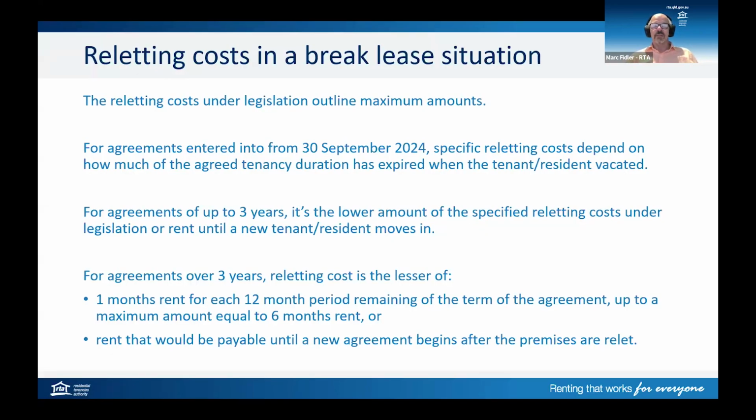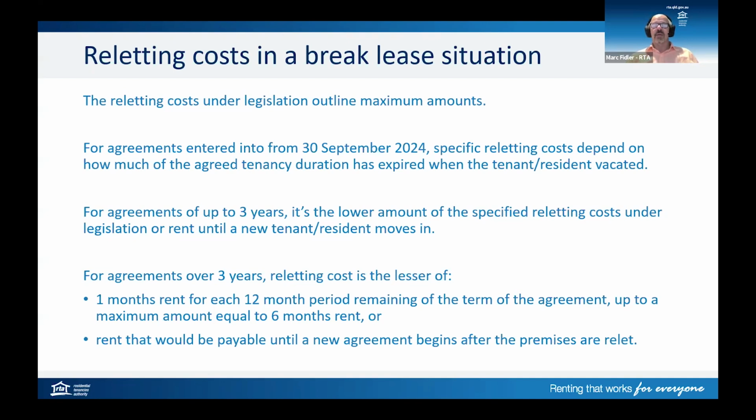Now, we understand that break leases do happen for various reasons, and when they do, a reletting cost may need to be paid by the tenant or a resident. An amendment to the Residential Tenancies and Rooming Accommodation Act of 2008 that started on the 30th of September 2024 specifies maximum amounts and the method for calculating reletting costs. These apply to tenancy agreements that were or are entered into from the 30th of September 2024. And later in this webinar, we'll discuss the legislation relating to agreements that were entered into before this date.